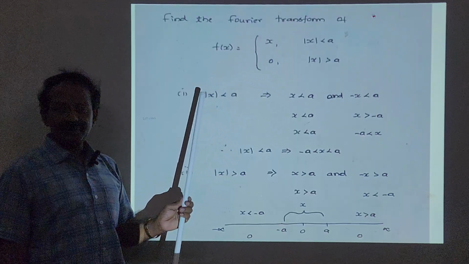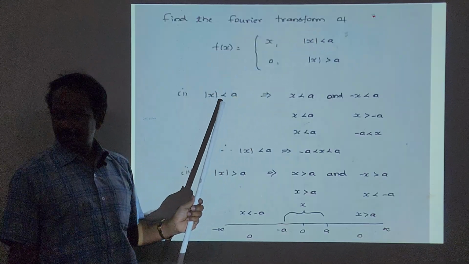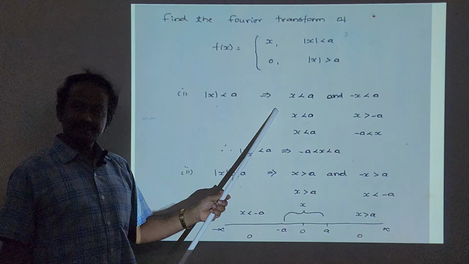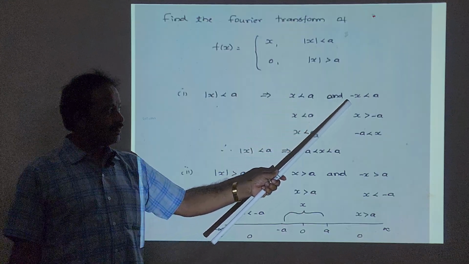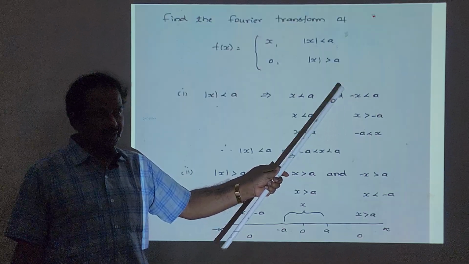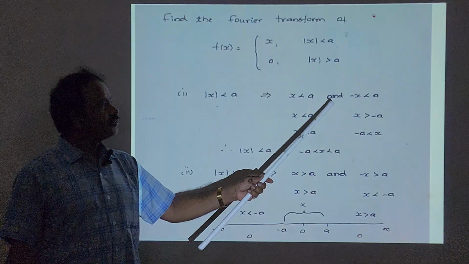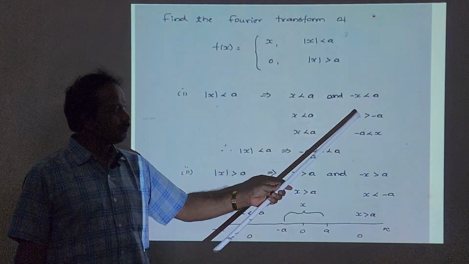See here, I repeat, you have mod x is less than a as it is given in the problem. Mod x means x can be either positive or negative. So x is less than a or minus x is less than a, correct? Mod x means x and minus x. So you have plus x less than a or minus x less than a.